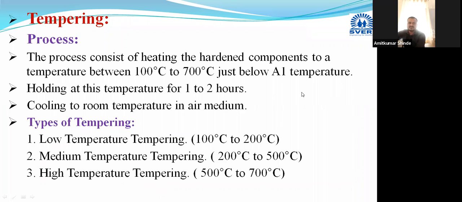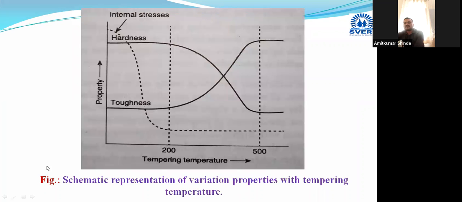This we have discussed in brief. Then this is the effect of tempering temperature on properties like hardness, toughness, and internal stresses of the component. As the tempering temperature increases, the internal stresses will decrease. With increasing tempering temperature, toughness will gradually increase and hardness will gradually decrease.